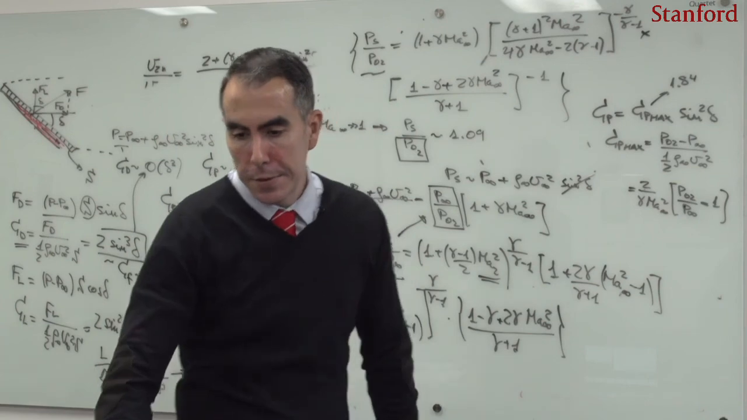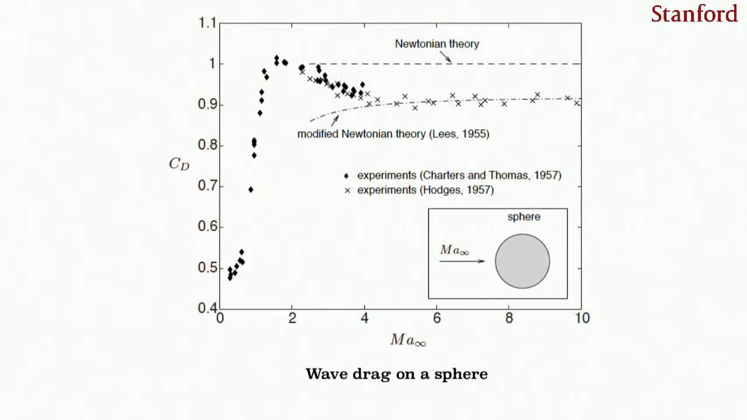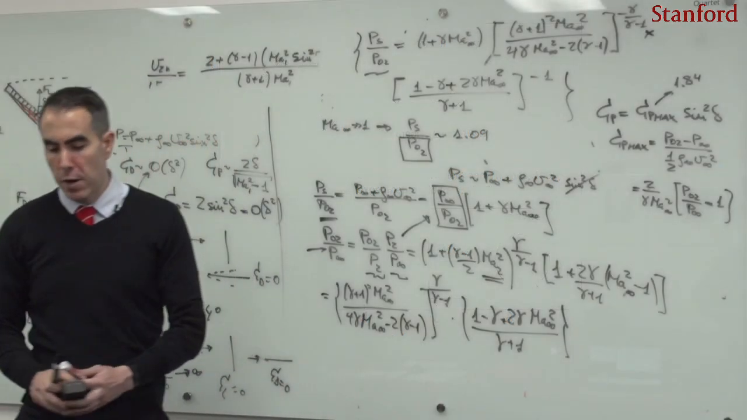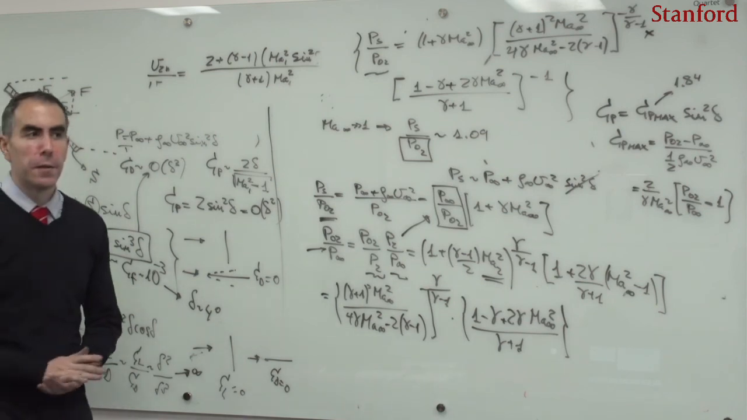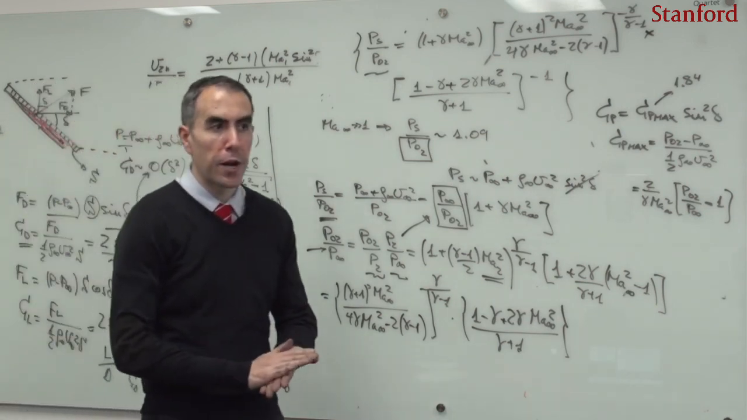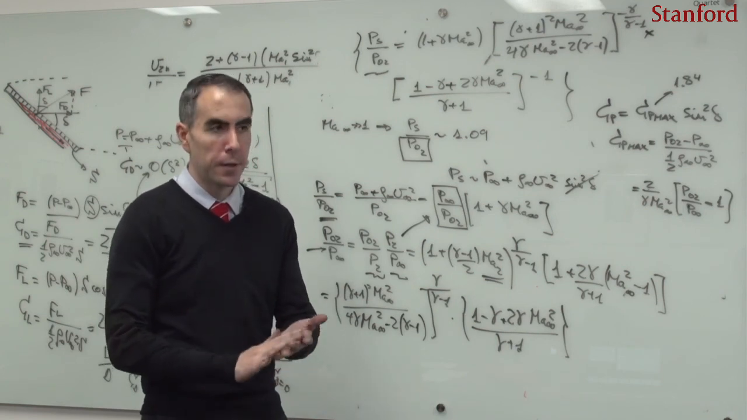Let's see it in the chart. If one modifies the Newtonian theory and uses the theory of Lees, you can see that with this Cp max the Newtonian theory goes over the data and actually matches very well. There are more corrections that one can do in the Newtonian theory, and we will see another correction related to centrifugal forces in the next discussion.